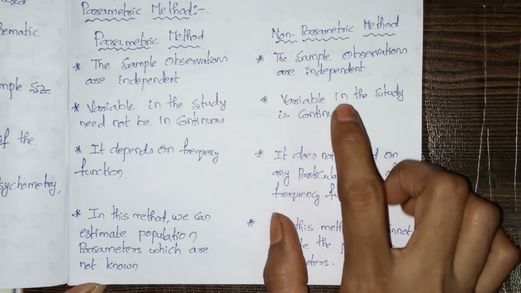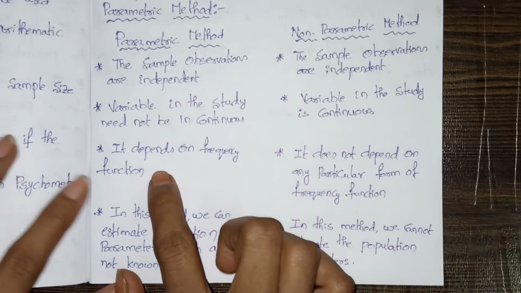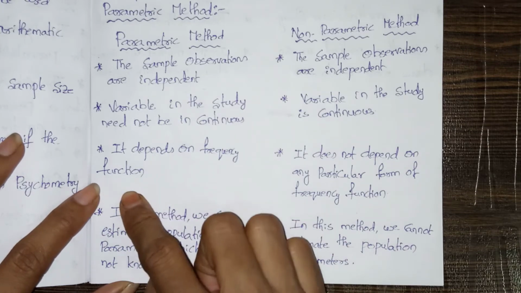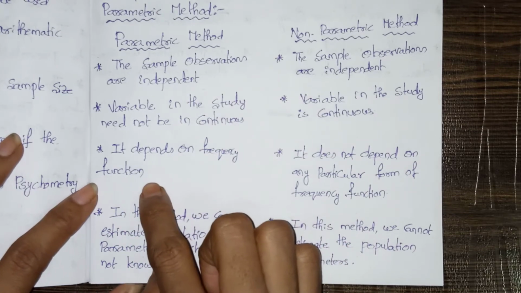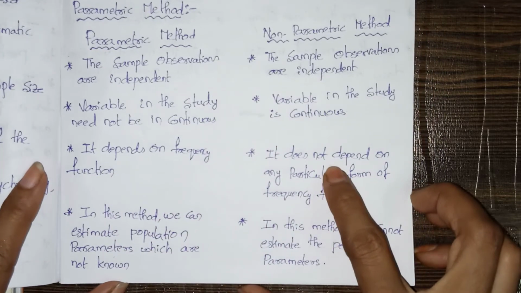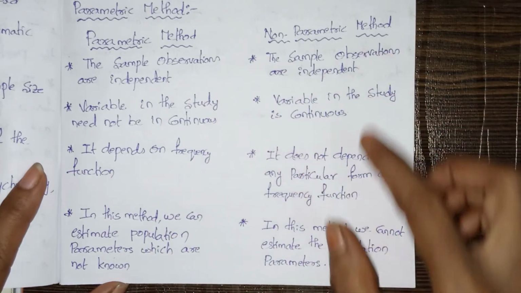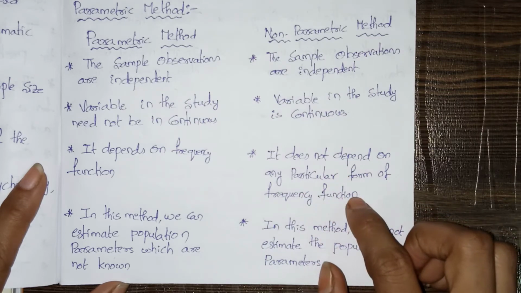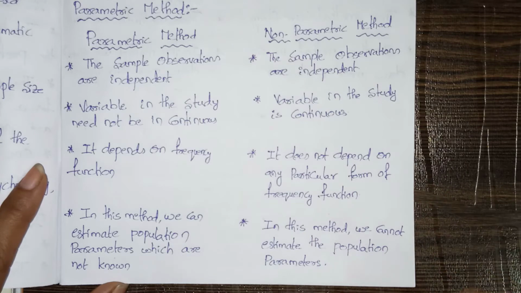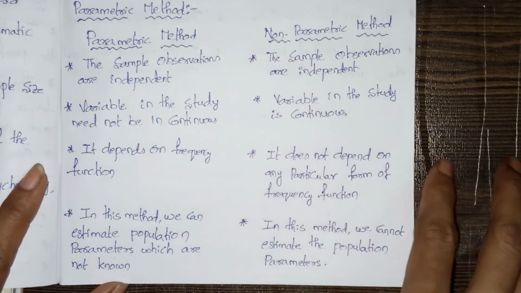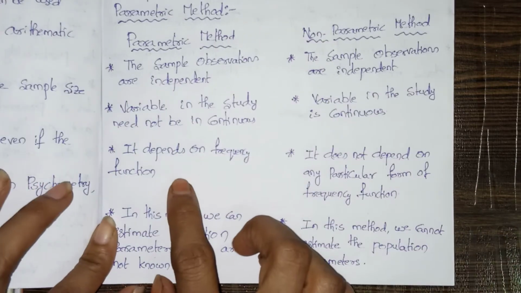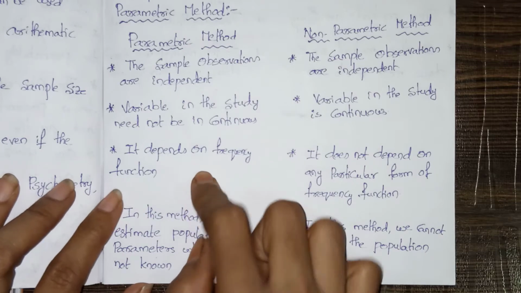The next, third point, in parametric method, it depends on frequency function. Third point in non-parametric method, it does not depend on any particular form of frequency function. So there won't be any particular function, there won't be any particular range. According to the situation we can describe the range. But here it depends on the frequency function.